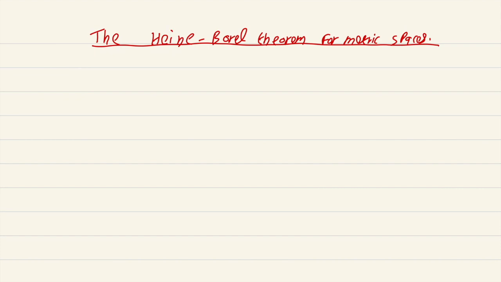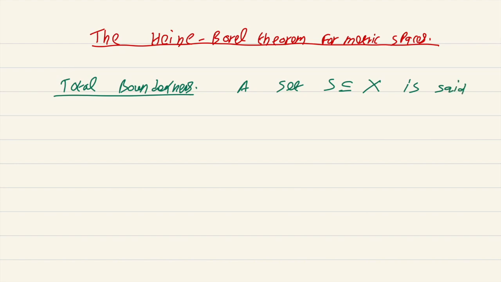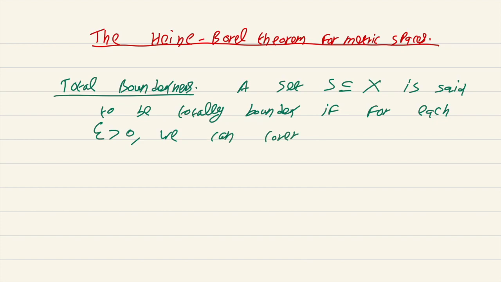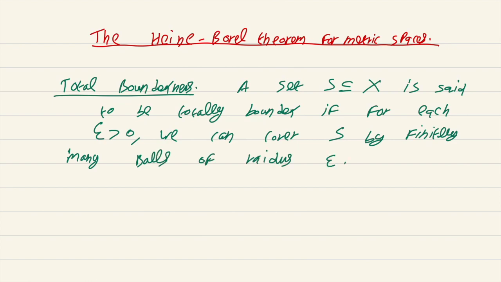So the key fact we need in addition is completeness and a notion called total boundedness. So let's first define total boundedness. This is a much stronger requirement than being merely bounded. It says the following: a set S, a subset of a metric space, is said to be totally bounded if for each epsilon greater than 0 we can cover S by finitely many balls of radius epsilon. Finitely many balls of radius epsilon will cover the set S, and this can be done for each and every epsilon, however small it is, it doesn't matter.